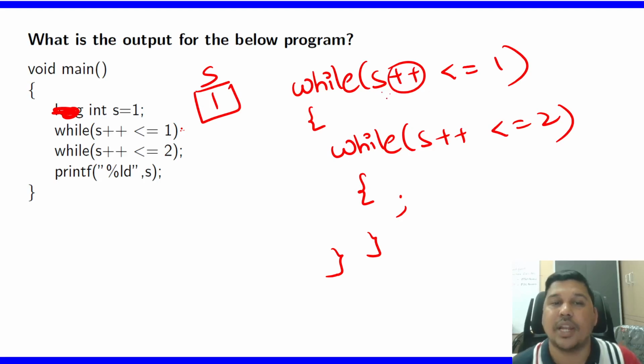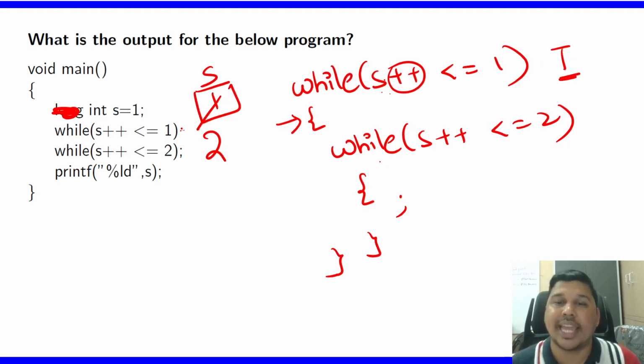What is S value? 1. 1 less than or equal to 1. True. The condition is true. But when the condition is true, you have to enter the body of the while loop. But before entering the body of the while loop, you have to complete that pending operation, plus plus on S. Because of that, S becomes 2.